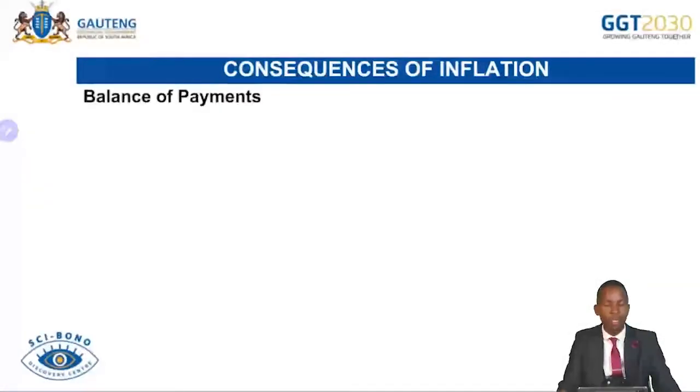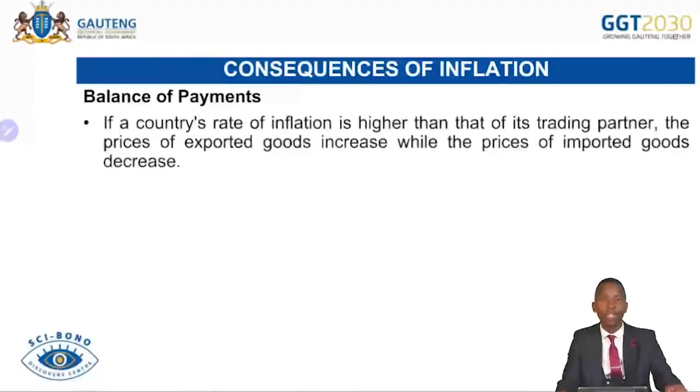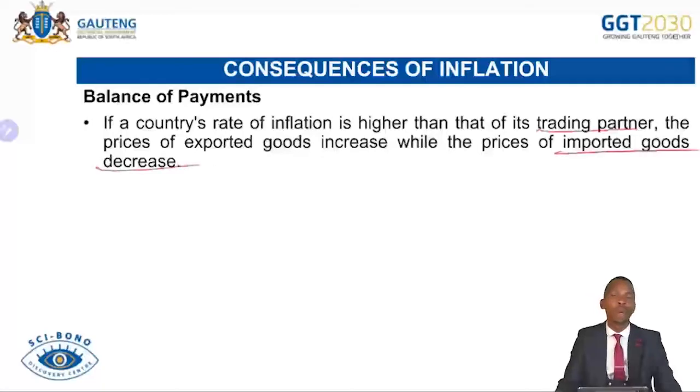Continuing, balance of payments. The effect of high inflation on the balance of payments. If a country's rate of inflation is higher than that of its trade partners, the prices of exported goods increase while the price of imported goods decreases. And then what happens? If the price of imported goods decreases, local consumers will be demanding imported goods and services because they are more affordable, they are cheap, while our local goods are not demanded.